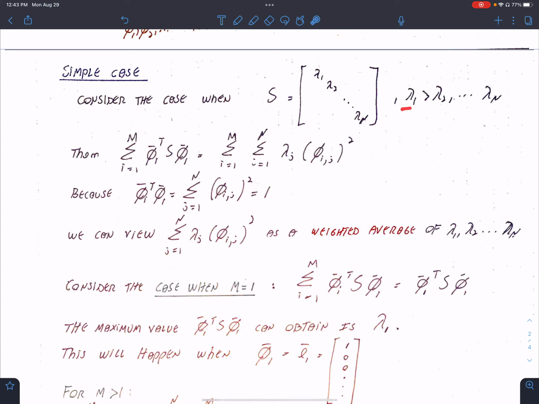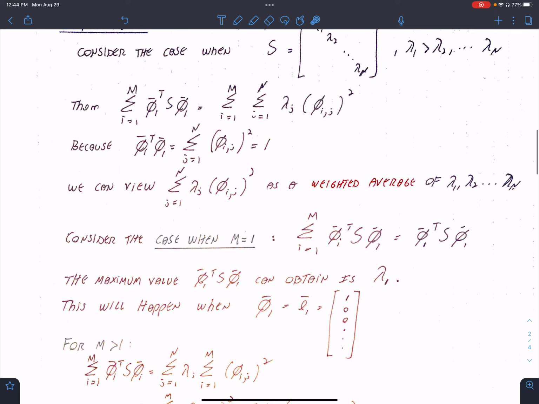And once again, we have already ordered the lambdas along the diagonal in decreasing size. So lambda 1 is the largest value. The largest possible value for this particular sum should be lambda 1 if I'm taking only one m, if m is 1. This will happen when my phi1 equals the canonical vector e1, which is essentially 1 and zeros in all the other entries.